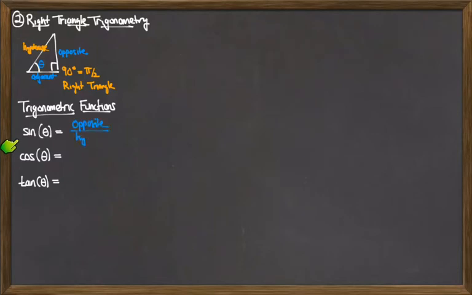Sine of theta is defined to be the opposite over the hypotenuse, so you measure the opposite length here and the hypotenuse, and you take that ratio of lengths and you get a number that we call the sine of the angle. The cosine of the angle is the adjacent over the hypotenuse. And then finally, the tangent of the angle is the opposite over the adjacent.